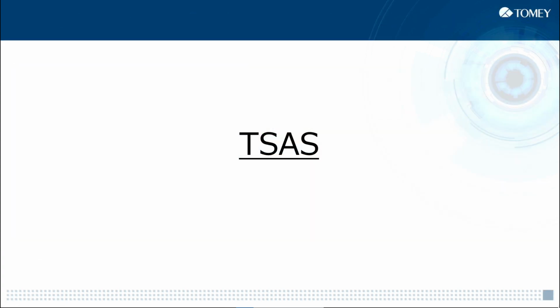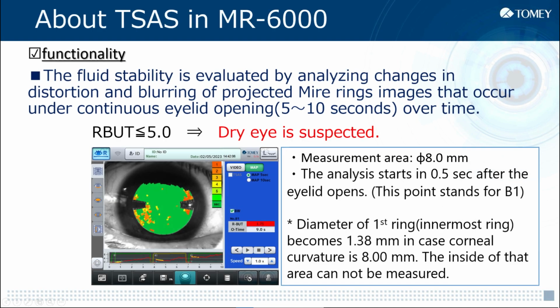So, the first function is T-SARS. T-SARS stands for Tear Stability Analysis System, which evaluates tear stability by analyzing changes in distortion and blurring of projected Maya ring images while keeping the eye open for 5 to 10 seconds. The measurement area is 8 mm. RBUT is ring breakup time, and dry eye syndrome is suspected when it is 5.0 seconds or less.